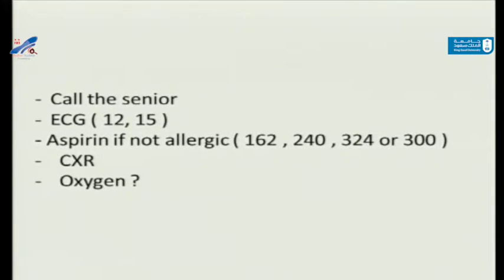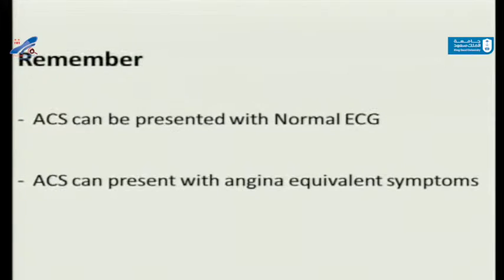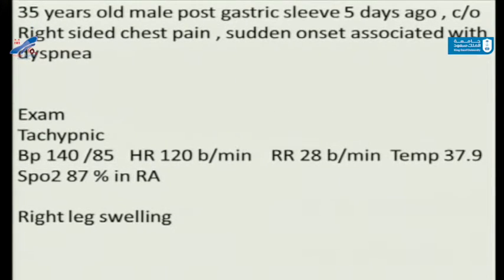So what are the contraindications for nitrates? Hypotension. Less than what? Less than 90. Then? Right-sided MI in mind, or suspected right-sided MI. What else? Okay, erectile dysfunction medication in the last 24 or 48 hours. They add aortic stenosis, anything that's preload dependent. Okay? So remember, ACS can present with normal ECG, and ACS can present with angina equivalent symptoms. Okay? So we move to the second case.